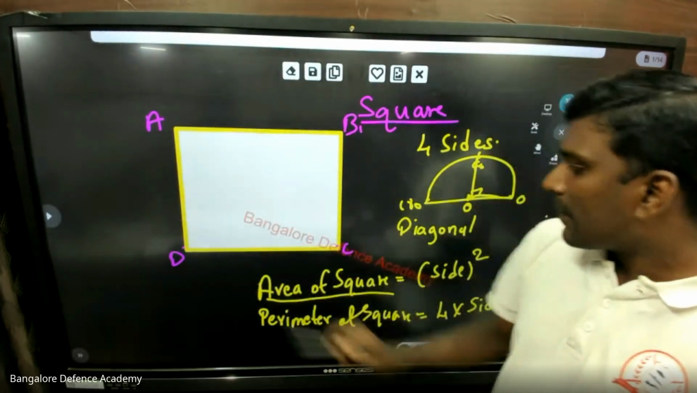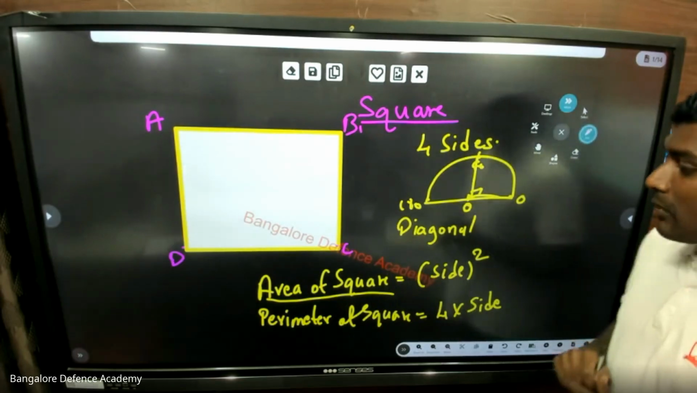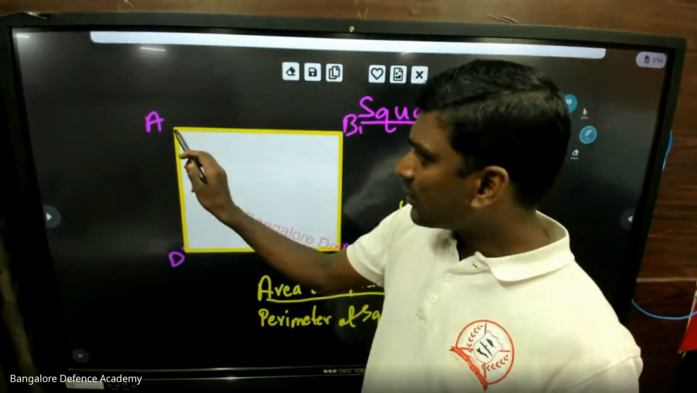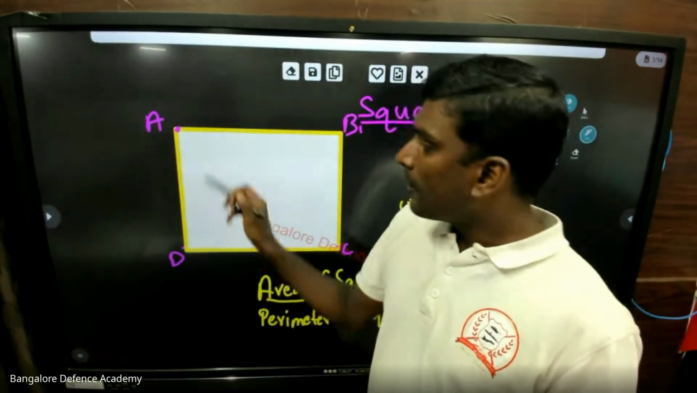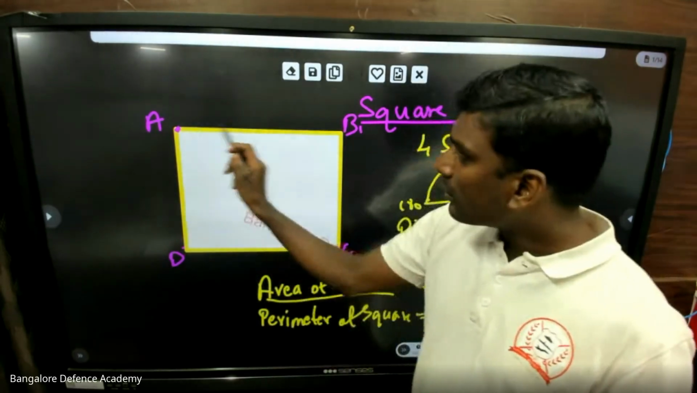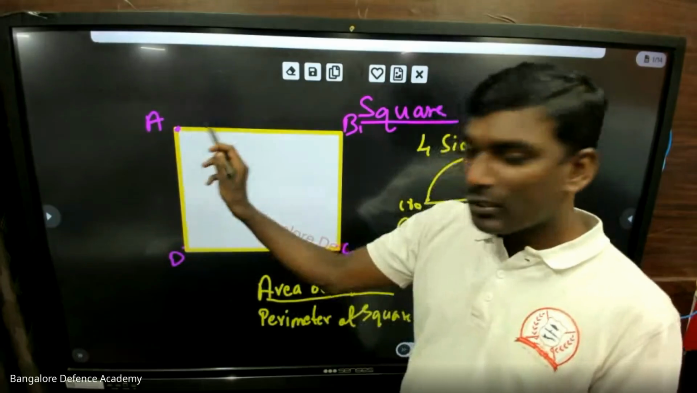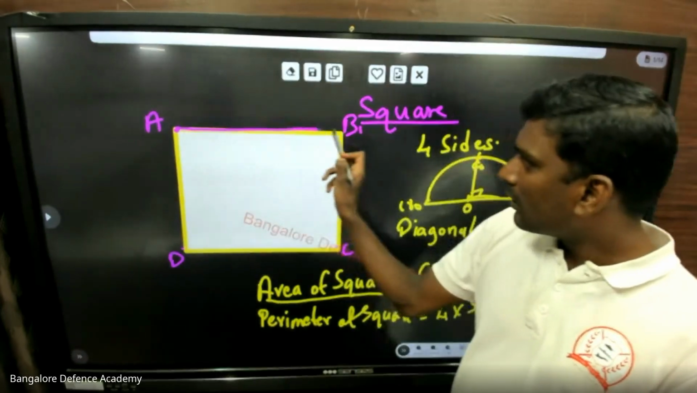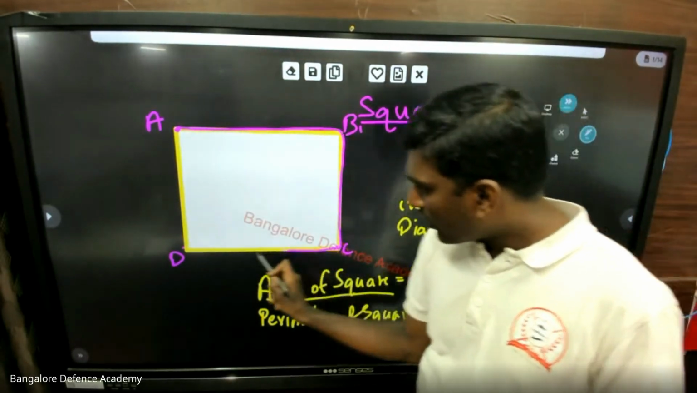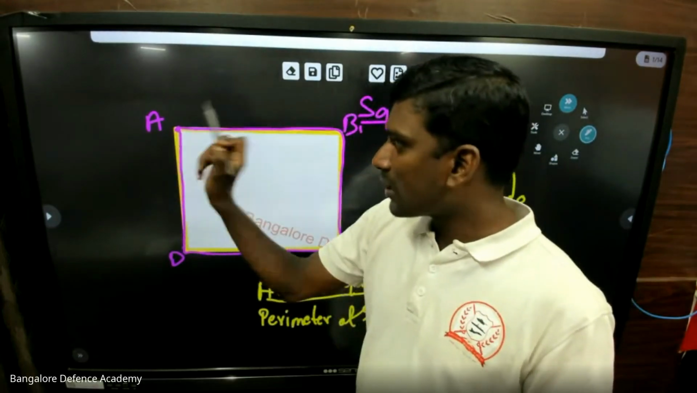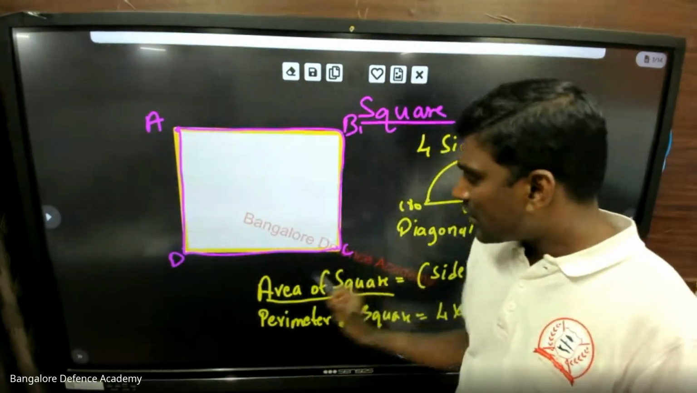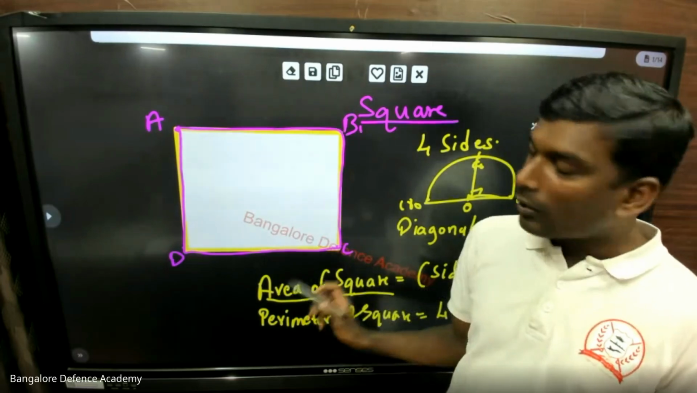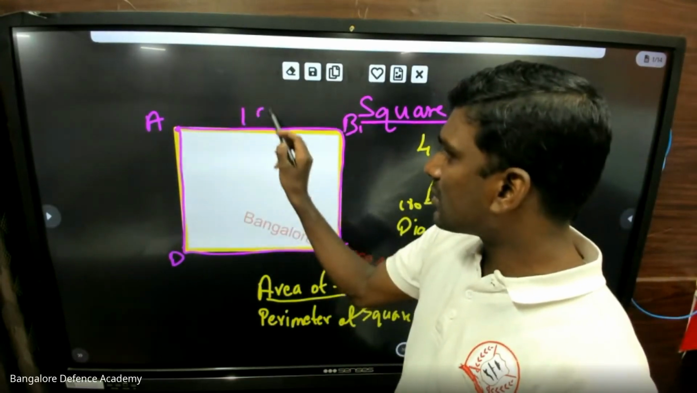You all understand? Now people have doubt about the meaning of perimeter. Now look at this. This is point A. I am going to walk only on this yellow line. I walk from here, then here, then here, and come back to the starting point. The distance which I walked is called the perimeter.